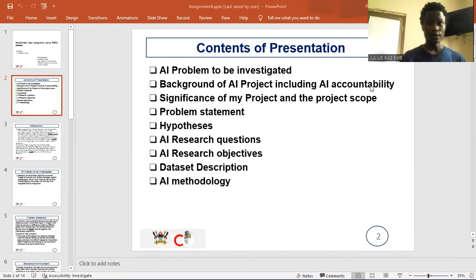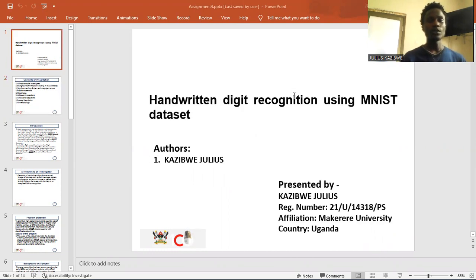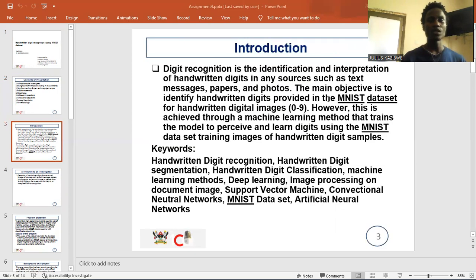Today we are going to be looking at these concepts. We are going to add more to our AI project, which is handwritten digit recognition. I'll be using the NIST dataset as I've discussed in the previous videos. So this is a supplement on what I've already discussed.